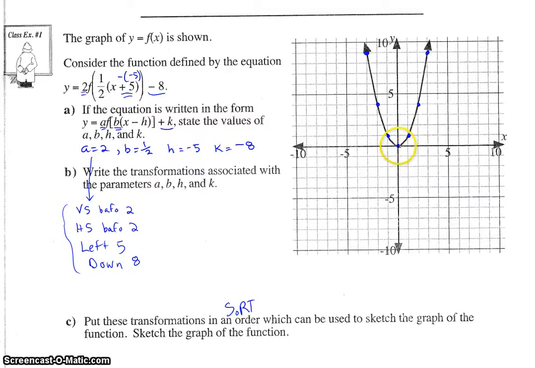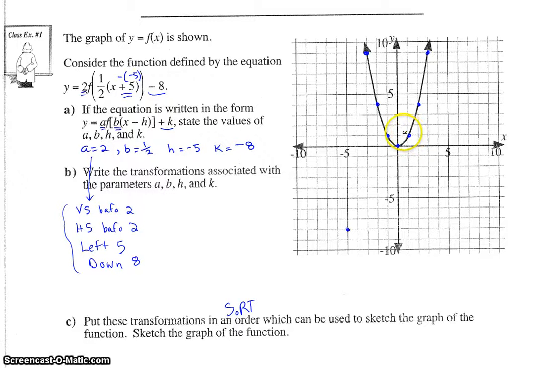Horizontal stretch by a factor of 2 about the y-axis. Again, it won't move because it's on the axis. Left 5 over here and down 8. So that point now moves to there. Okay, let's do this point here, 1, 1.